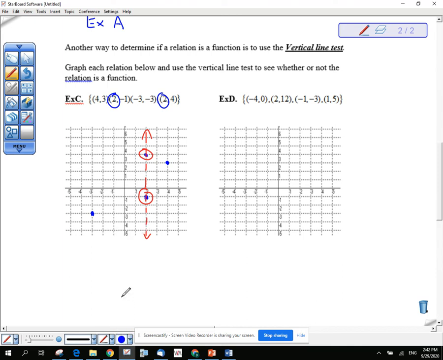Okay, now let's do the other one. You have -4, 0. You have 2, 12. Well, that's going to be way off the graph here, but it's somewhere up here. -1, -3, and 1, 5. This one will pass the vertical line test. For every input, there is a unique output. You can't find a vertical line anywhere on here that would pass through more than one point in this case, on this relation. So this would be a function. This was not a function, whereas this one over here is a function.